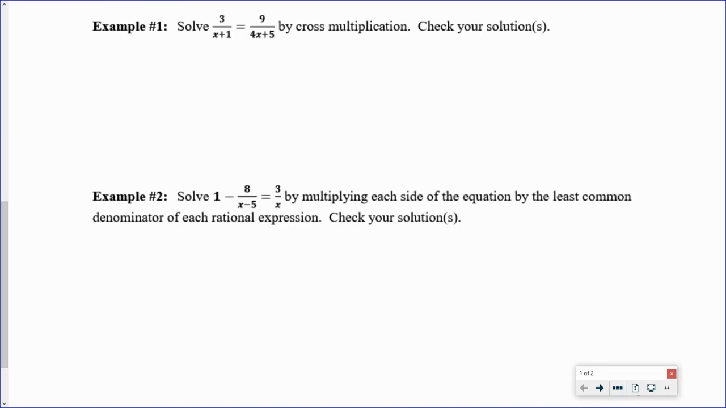All right, so we're asked to solve 3 over x plus 1 equals 9 over 4x plus 5, and then we're asked to check our solution. So we'll go ahead and do that right now. I'm just going to rewrite the equation really quickly.